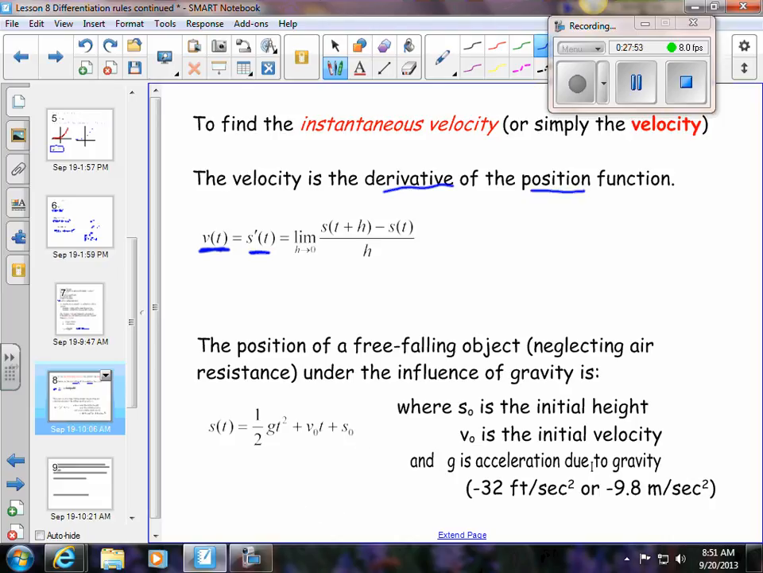In physics, most of the time you probably work in meters. In here, we'll work in feet and meters. So please pay careful attention to the problem to make sure that you use the proper gravity coefficient and the proper units.